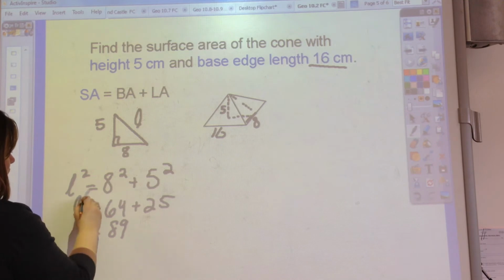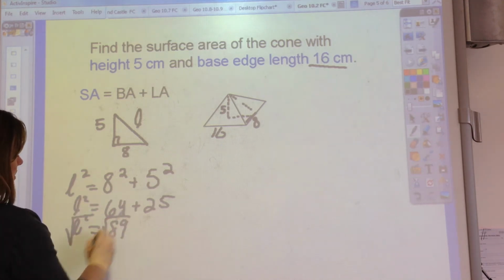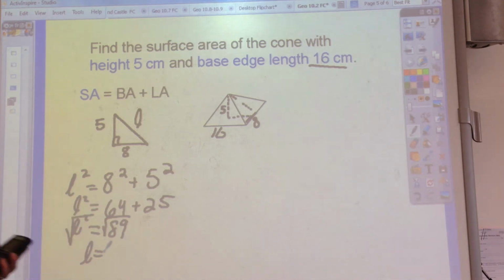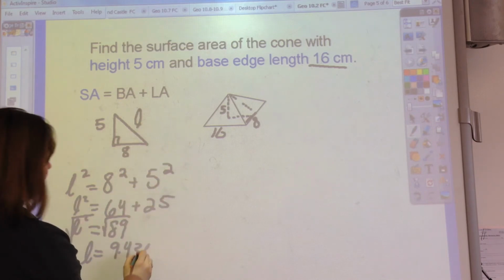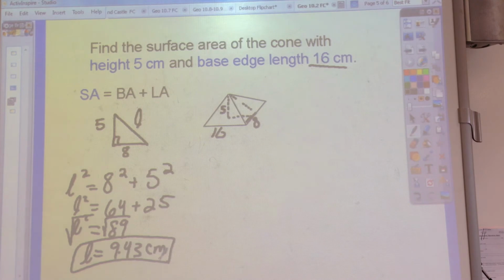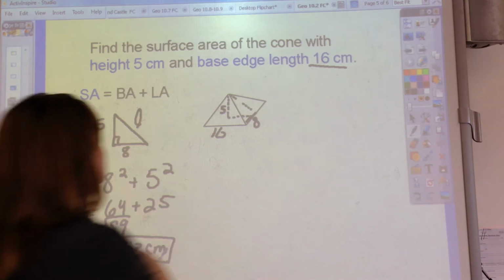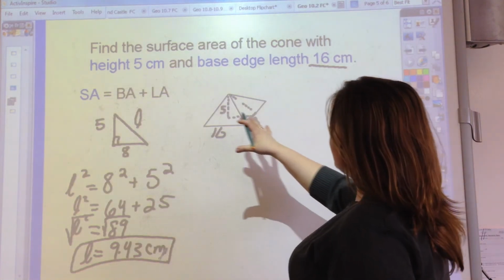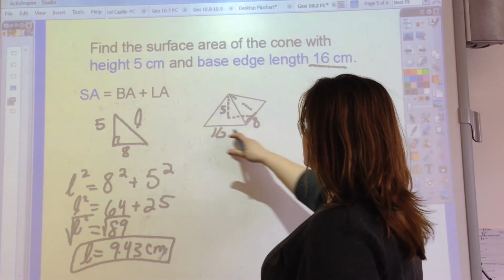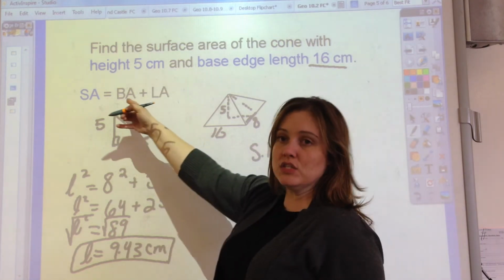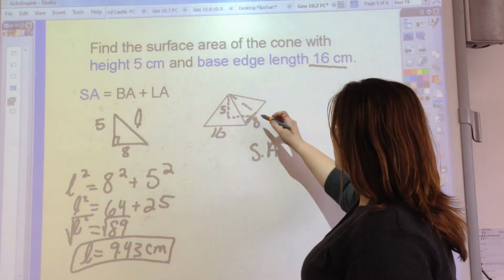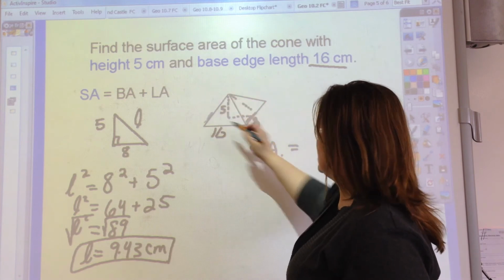Now I'm going to take the square root of each side, and I am going to get a positive because I'm dealing with distance, 9.43 centimeters for my slant height. Now I can find the area of my base, which is going to be simply side times side. So now I'm going to be able to plug into this formula. The area of your base is a square. Does everyone agree it's 16 by 16?